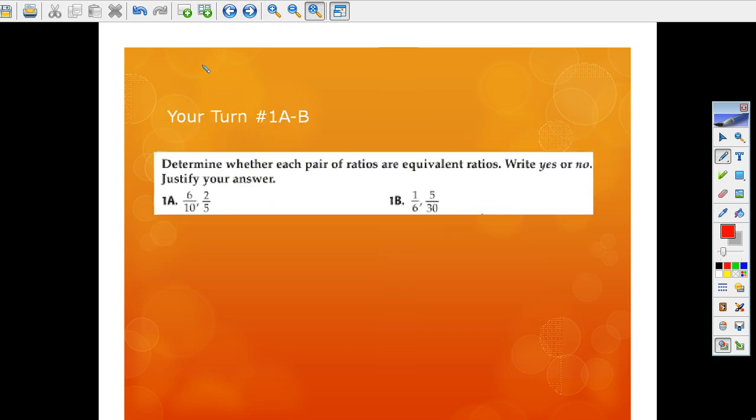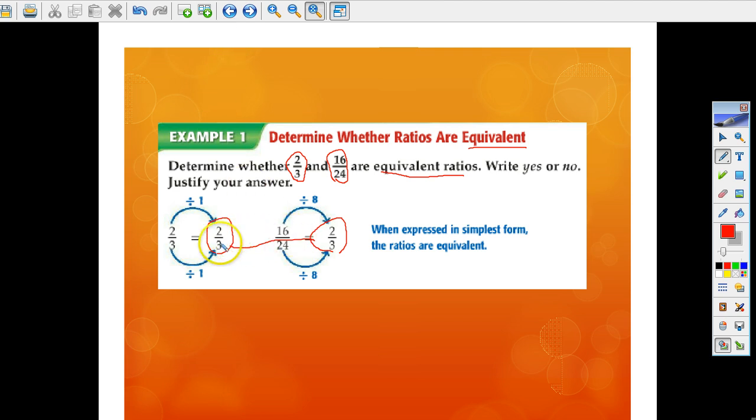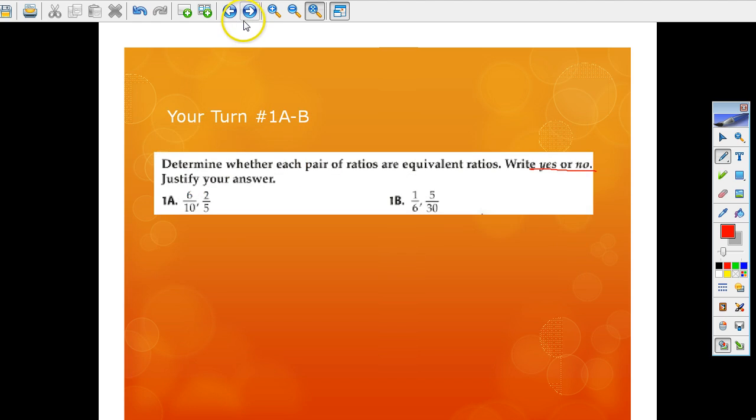Okay, so here's your turn, 1A and 1B. Determine whether each pair of ratios are equivalent ratios. Write yes or no, justify your answer. When you say yes or no, you need to tell me why. So is 6/10 the same as 2/5? If it is, tell me why. If it's not, why not? And you need to justify your answer. If you want to go back and look at how they did it in the previous slide, you can do that. So make sure you do 1A and 1B and come back when you're done.